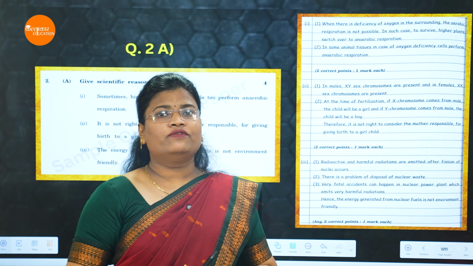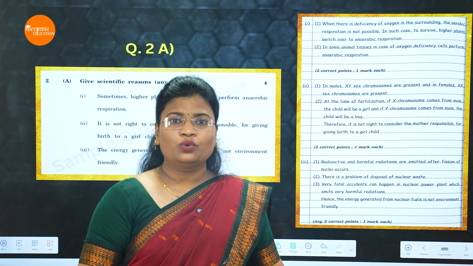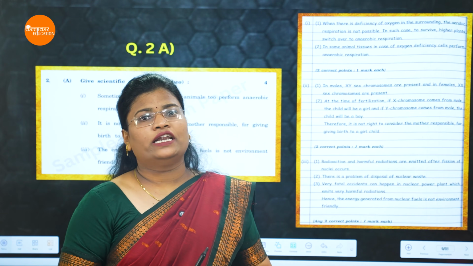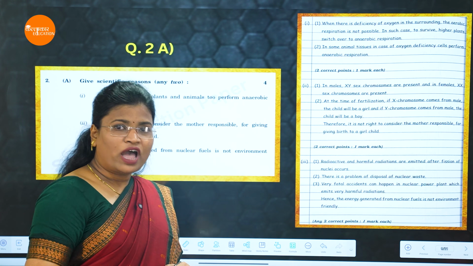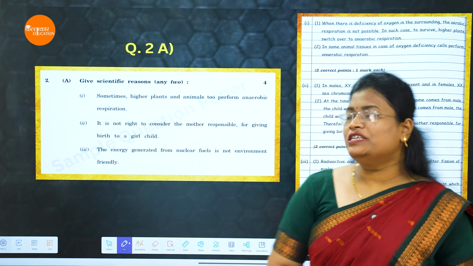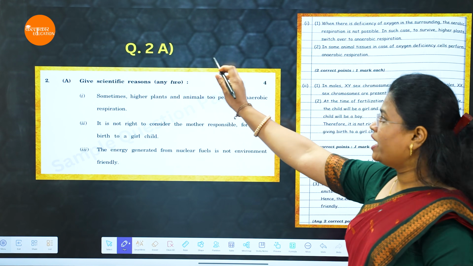Question number 2 will contain 2 sub-questions. In 2A, there will be 3 give scientific reason type questions which will carry 2 marks each. You have to attempt any 2 out of these questions. So let's see question number 2A.